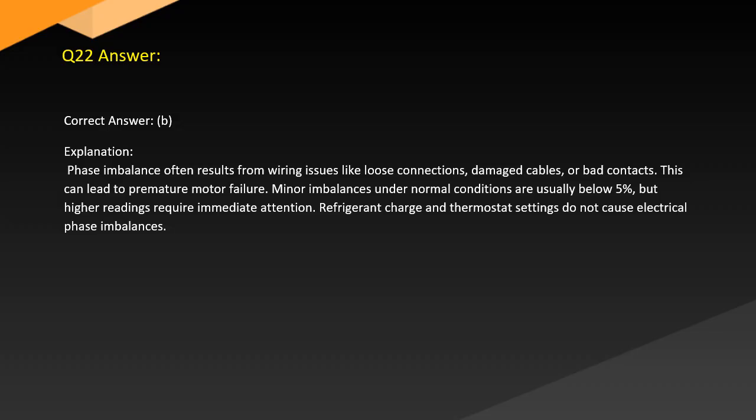Answer. Correct answer: B. Explanation. Phase imbalance often results from wiring issues like loose connections, damaged cables, or bad contacts. This can lead to premature motor failure. Minor imbalances under normal conditions are usually below 5%, but higher readings require immediate attention. Refrigerant charge and thermostat settings do not cause electrical phase imbalances.